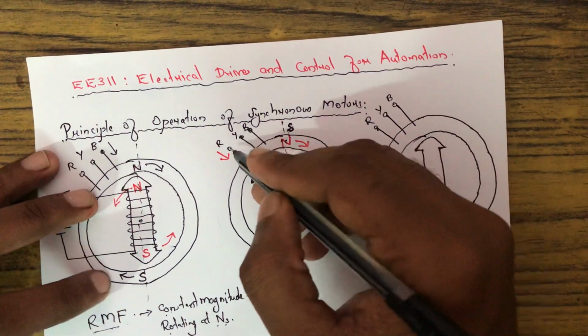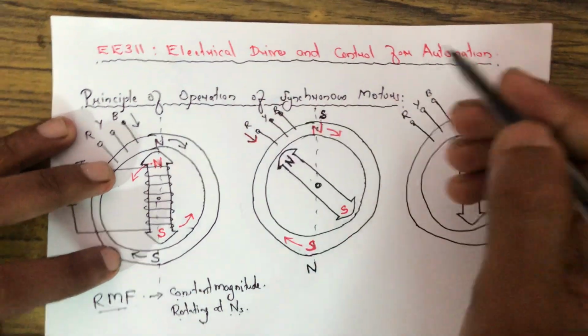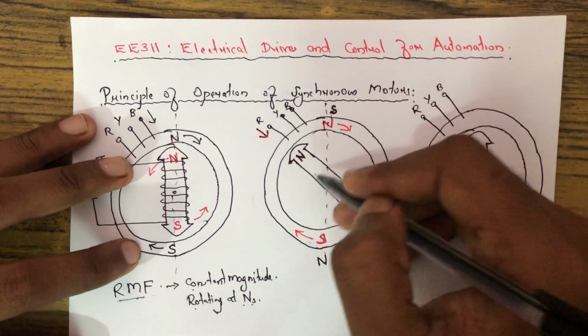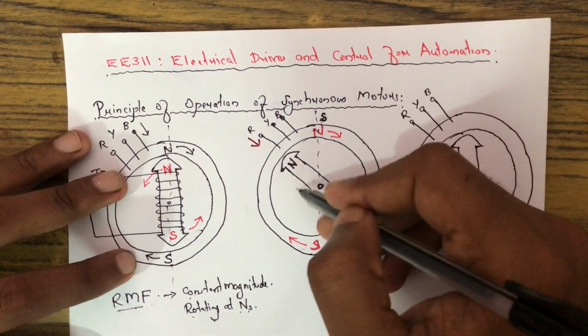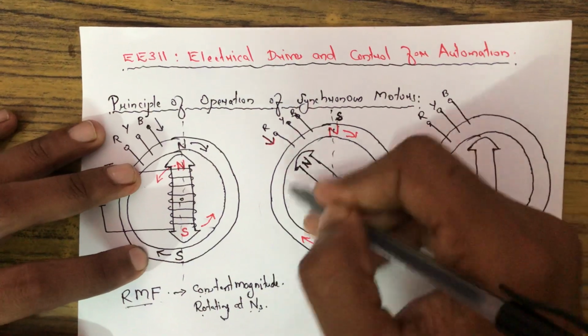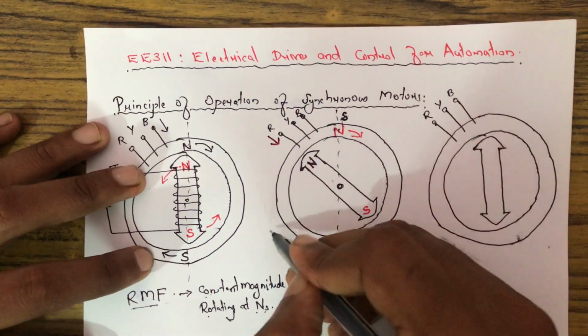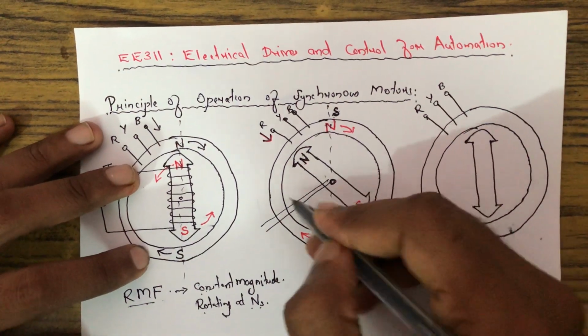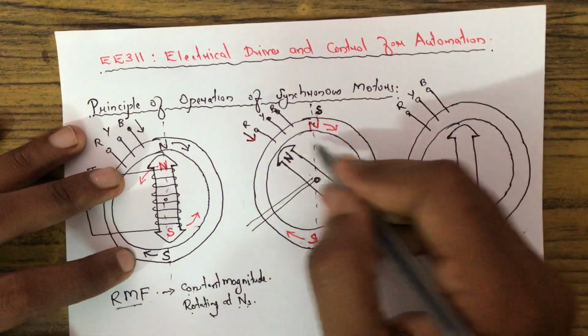So before we apply the AC voltage, we have to rotate the rotor of the machine just below the synchronous speed. First of all, by some means we have to rotate the machine. By applying mechanical force, we have to rotate the rotor.